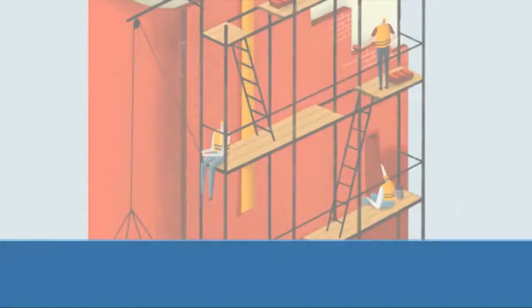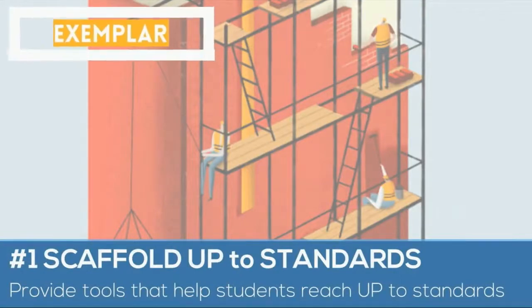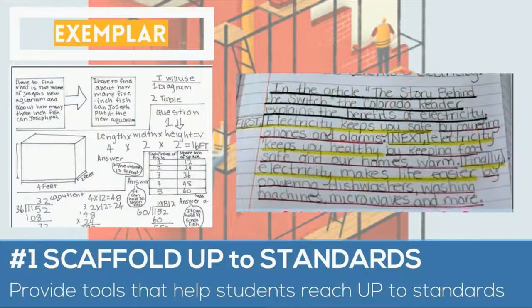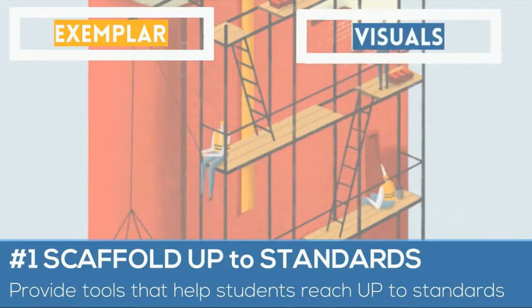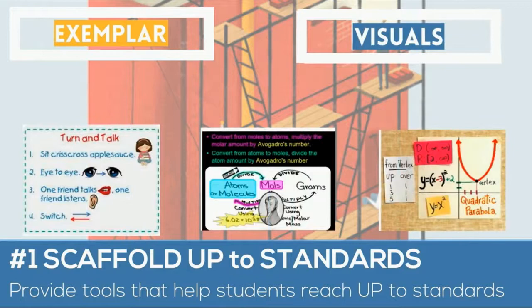The first strategy is to scaffold up towards the standard. Exemplars are one super solid way to scaffold up. Exemplars demystify what success looks like and provide a map. Analyzing teacher and student exemplars as part of learning is a key scaffolding strategy. Visuals are another powerful way to scaffold up to the standard. When students have a visual connection in the classroom to pictures, models, or key vocabulary, students have a tool to reach the standard.